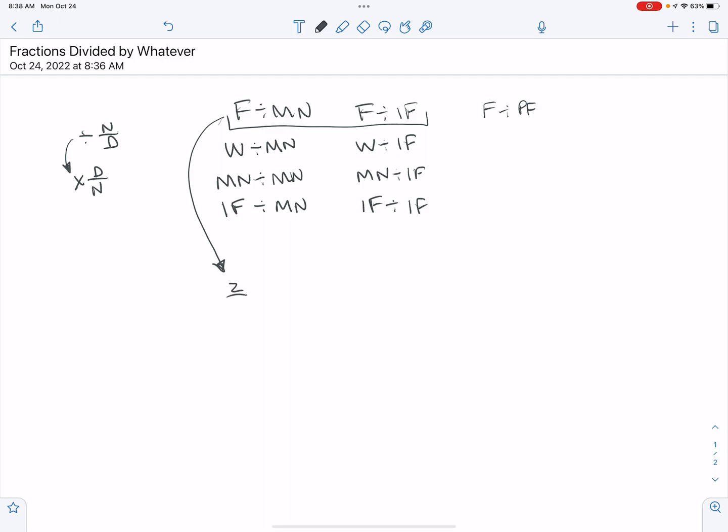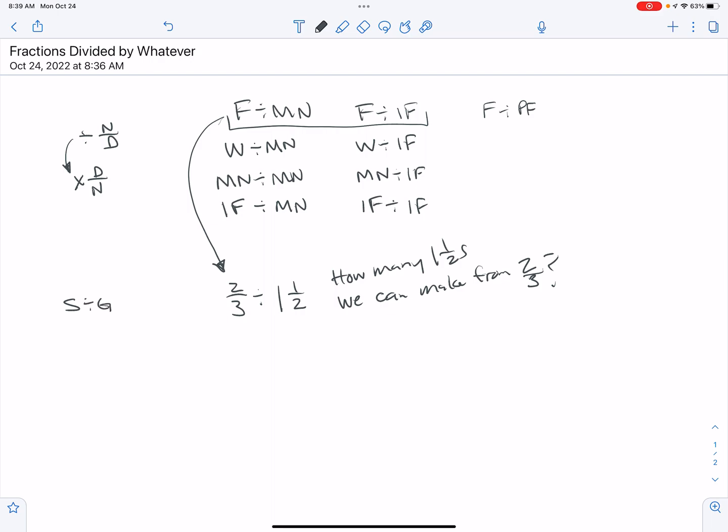So let's say it's 2/3 divided by, we'll do a mixed number, like 1 1/2. So we know by now that this is how many 1 1/2 we can make from 2/3. And so we've learned through our observations that if we have a smaller fraction divided by a greater fraction, our answer is going to be less than a whole.